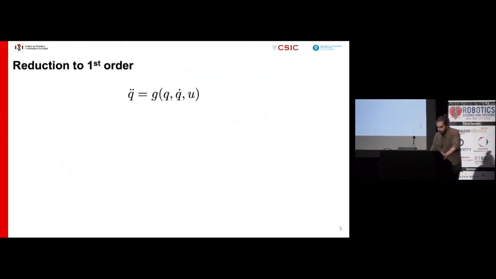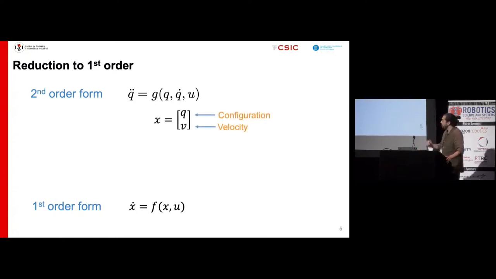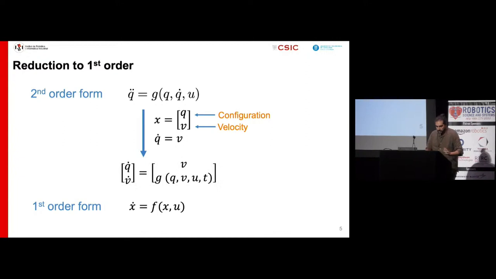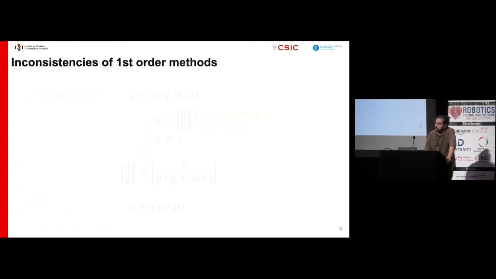Usually, dynamics are described by a second-order differential equation, but usual collocation methods are designed for first-order systems with this form. So, to use these methods, in robotics, we typically reduce our problem to this form by defining the state vector x as (q, v) and adding the constraint q dot equal to v. This results in this first-order system, which already has the form stated below. This reduction, which in the continuous domain is perfectly valid, leads to inconsistencies when the problem is discretized.